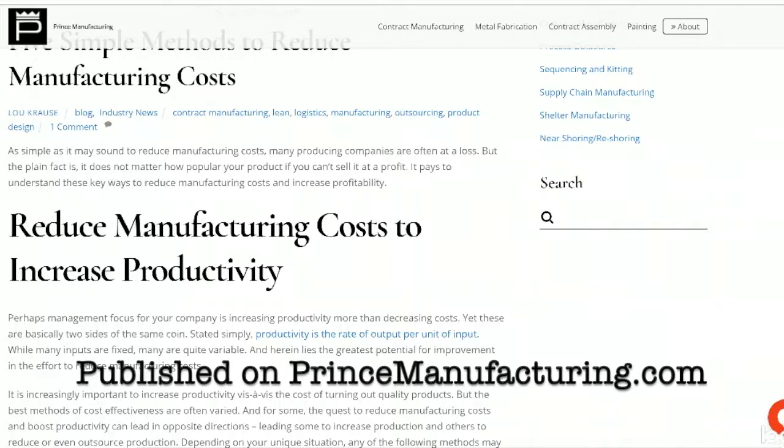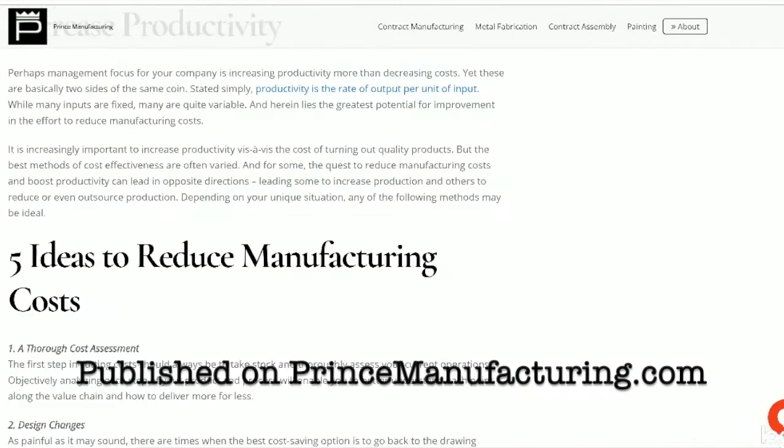Reduce manufacturing costs to increase productivity. Perhaps management focus for your company is increasing productivity more than decreasing costs. Yet these are basically two sides of the same coin. Stated simply, productivity is the rate of output per unit of input. While many inputs are fixed, many are quite variable. And herein lies the greatest potential for improvement in the effort to reduce manufacturing costs.